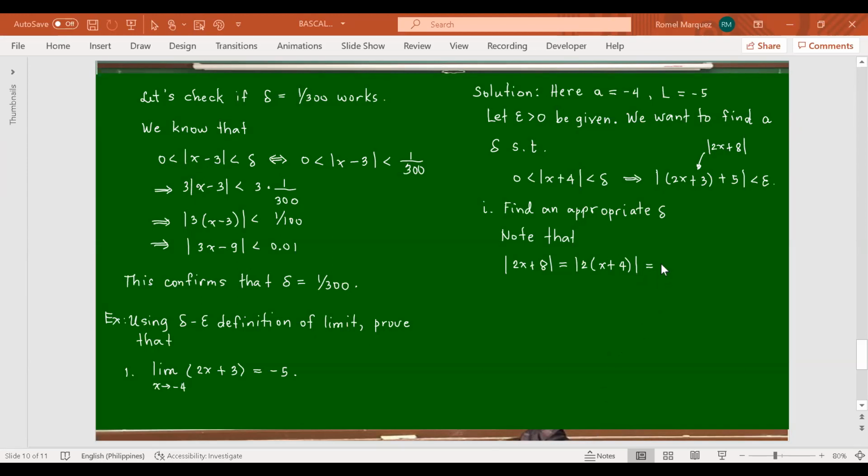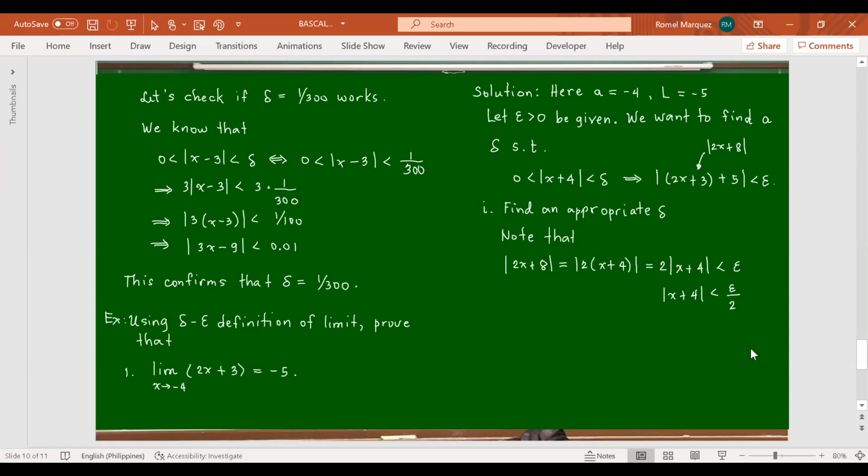Oh, sorry, sir. Okay. So again, the absolute value of 2x plus 8 is equal to the absolute value of 2 times x plus 4. And what is the absolute value of a product? The product of absolute values. So the absolute value of 2 is 2, times the absolute value of x plus 4. And this is supposed to be less than epsilon. So what is now the absolute value of x plus 4? That is epsilon over 2.